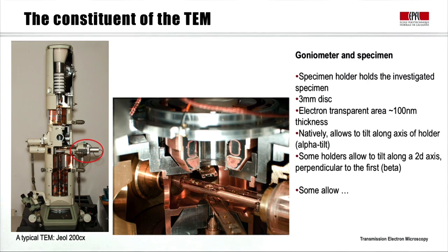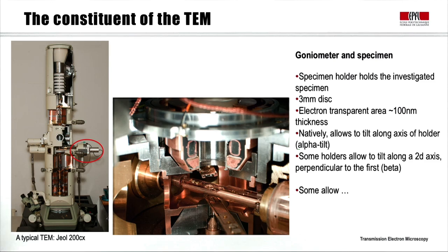Very commonly it's a 3 mm disc, and you need an area that will be transparent to your electrons. An order of magnitude is it should be around 100 nanometers or less. If it's thinner, it's much better for some imaging. Natively, you will be able to tilt your specimen along the axis of the specimen holder. That's what we call the alpha tilt.